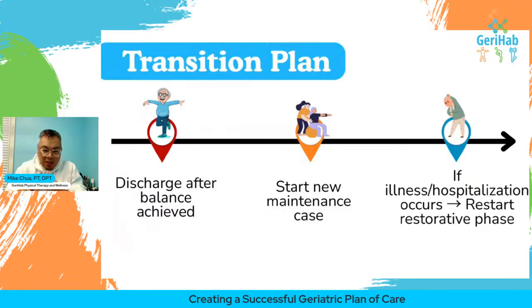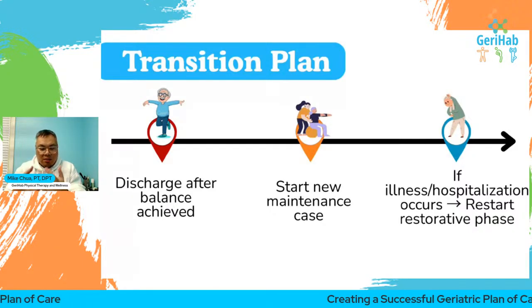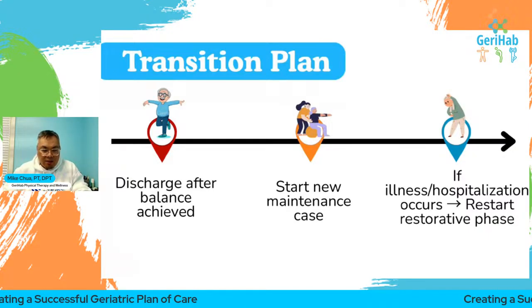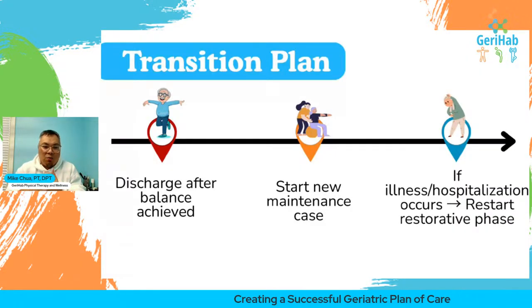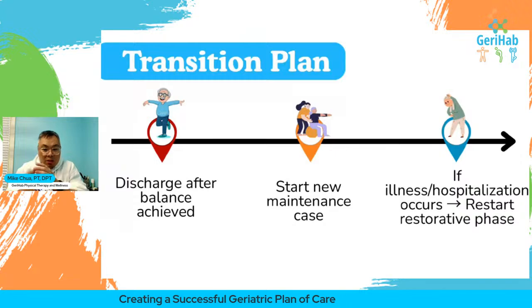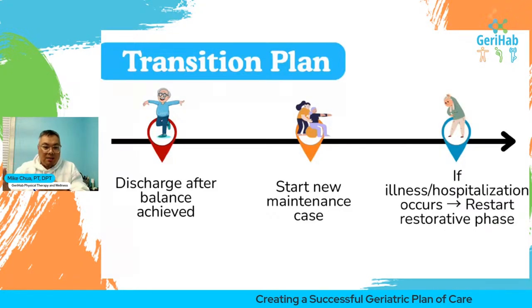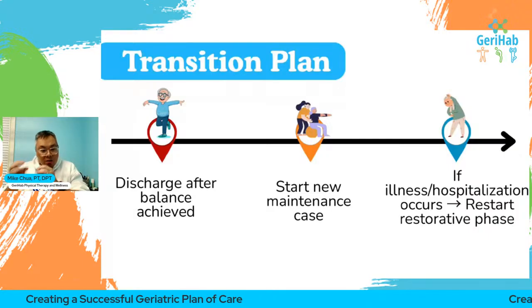Now, if they get sick, they get hospitalized, they fell, they got COVID, pneumonia, their dementia progresses, their Parkinson's progresses, their MS progresses, would you keep them under the maintenance program? No. You restart a restorative phase because they're in bed for like how many days at the hospital? 3, 4 days, 1 week. They went to the nursing home. You need to restart a restorative phase again and do a new reevaluation, showing that, hey, the patient has declined. We need to restore her function and then bring her back to that maintenance program again.